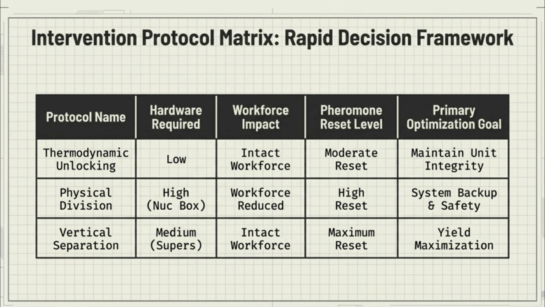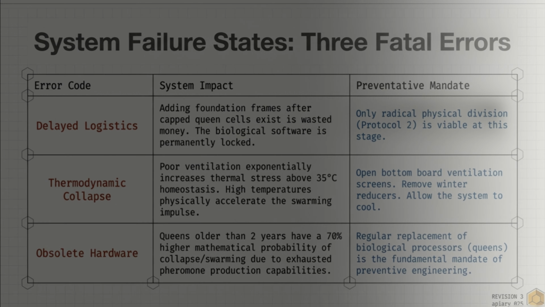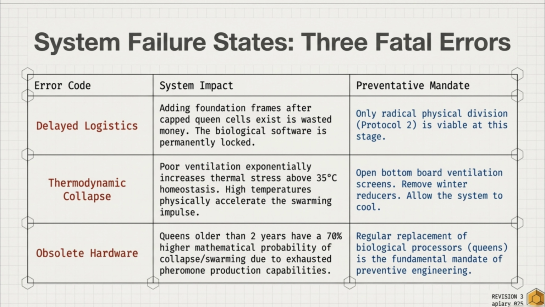Error 3, obsolete hardware, old queen. Systems operating with queens older than 2 years have a 70% higher mathematical probability of collapse and swarming. Why? Because an exhausted queen physiologically cannot produce sufficient quantities of pheromones, queen substance. Regular replacement of biological processors, queens, is not optional. It is the fundamental mandate of preventive engineering.